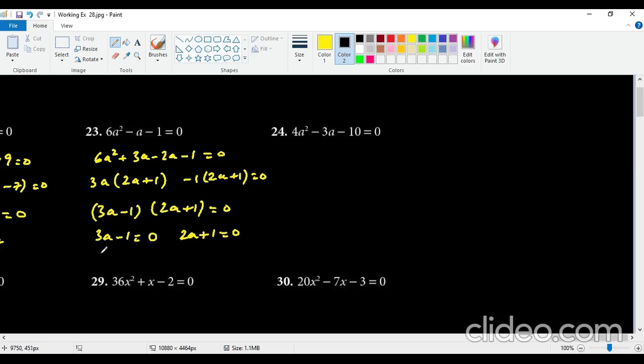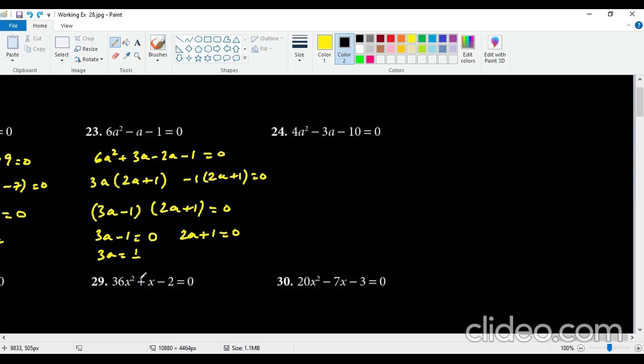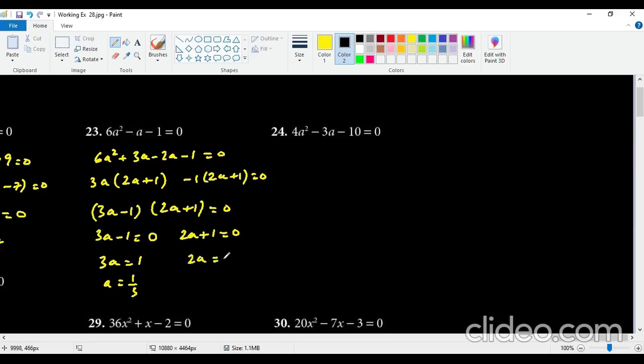That means 3a minus 1 equals 0, and 2a plus 1 also equals 0. That means 3a will be equals to 1 over 3. I'll just bring this a little down. And in here, 3a equals 1, and a will be equals to 1 over 3, and 2a equals negative 1. So a will be equals to negative 1 over 2. These are two values of a.